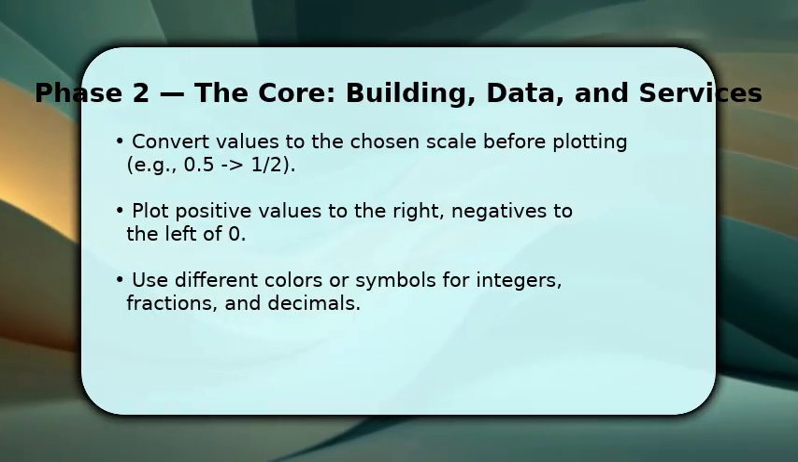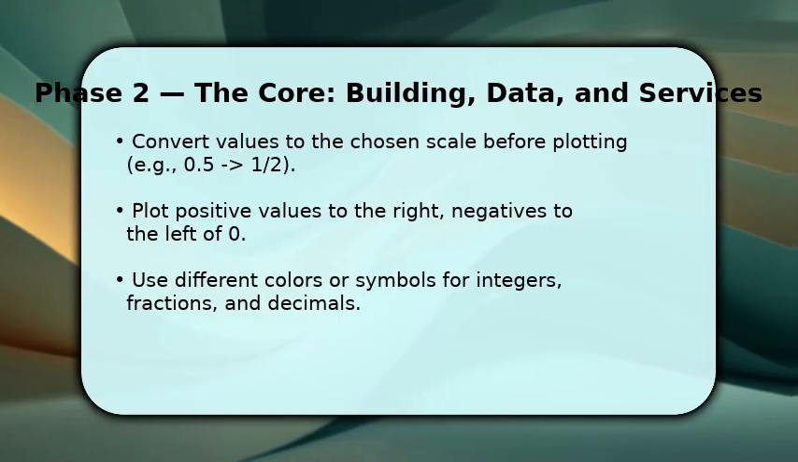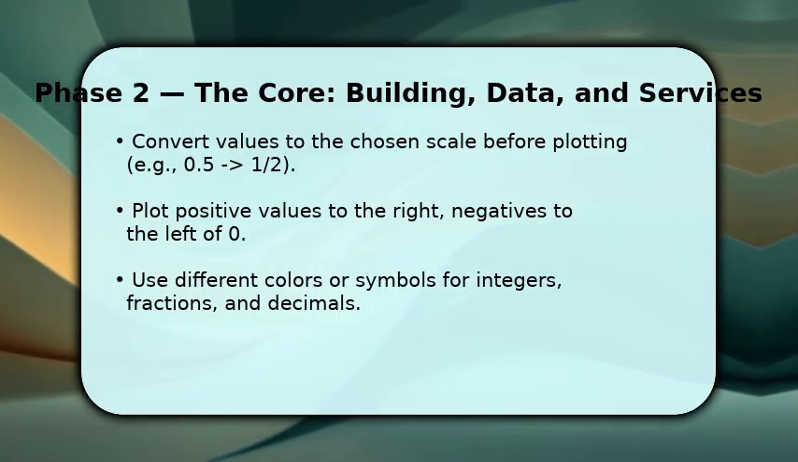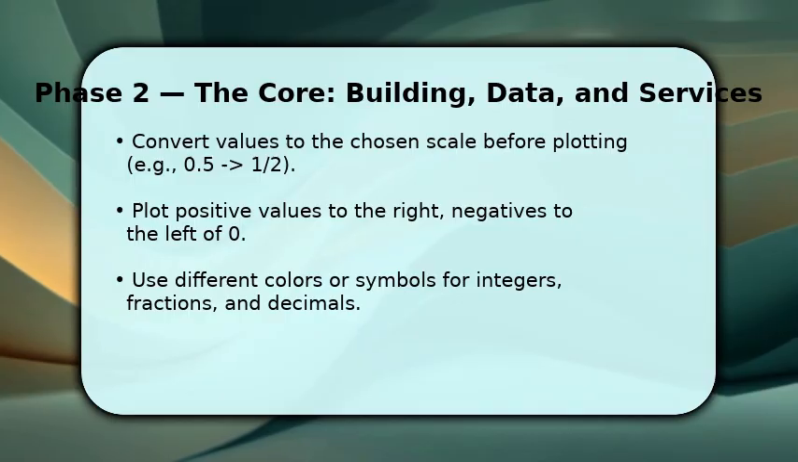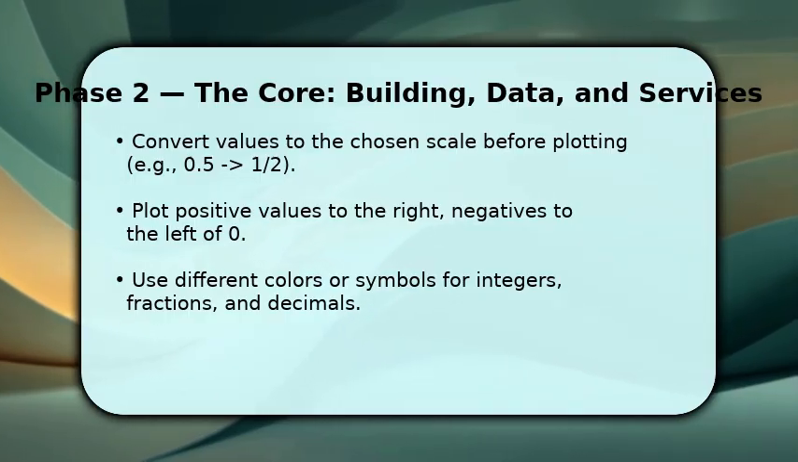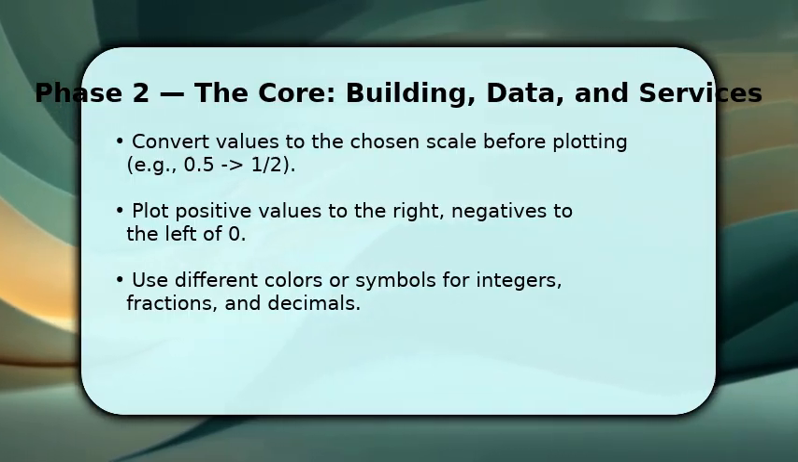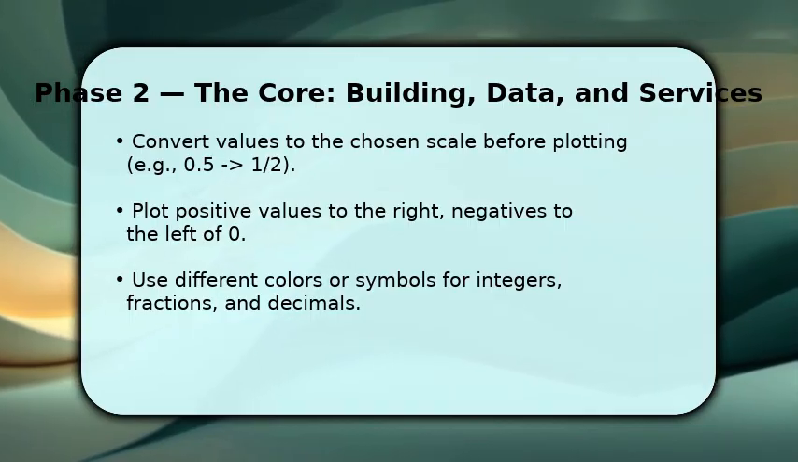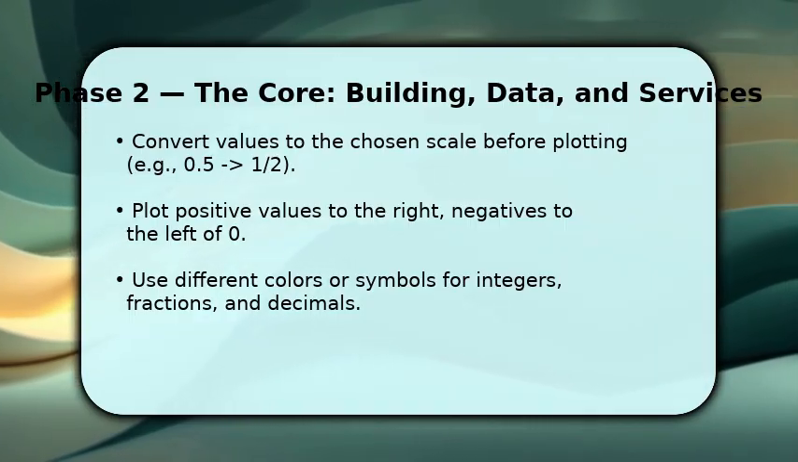Convert decimals or fractions to match your scale. For example, express 1/4 as 0.25, or as a labeled 1/4 tick if your scale allows. Place positives to the right of 0 and negatives to the left, and position each point at the correct interval.